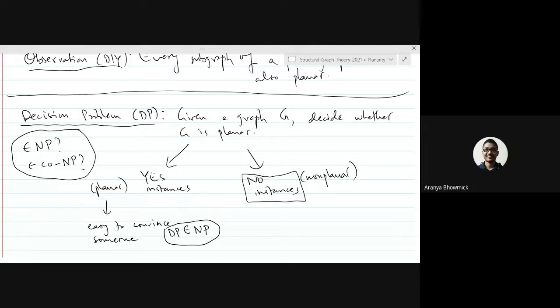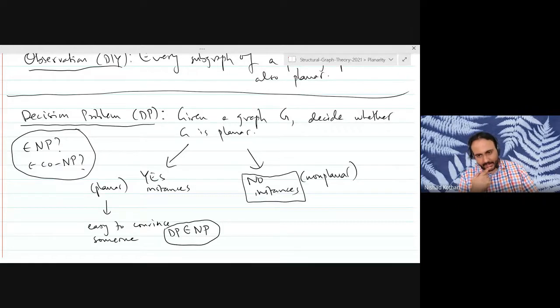But then, sir, how can we enumerate all embeddings of a graph, as Rajat said? Exactly. That is exactly the point I'm trying to make here: convincing someone that a graph is non-planar is significantly harder than convincing someone that a graph is planar. So that's my key point.